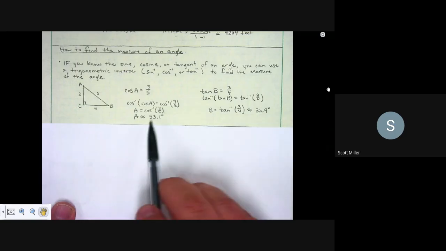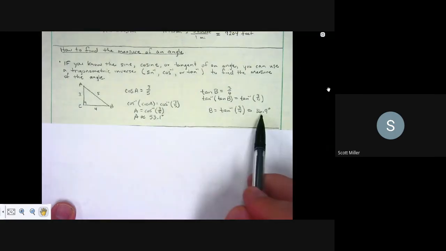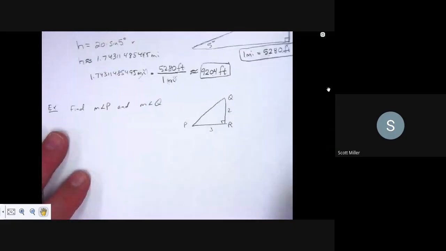You can also have used the fact that these are complementary angles. So once I have angle A, I could just simply subtract it from 90, and I would have gotten this answer over here. But I also wanted just to show you how that's done. So with that in mind, let's do an example over here. We're going to do this problem right here.